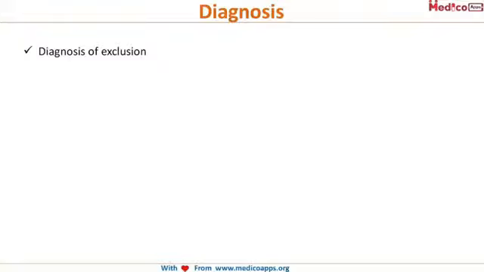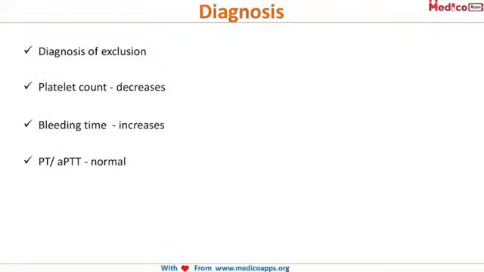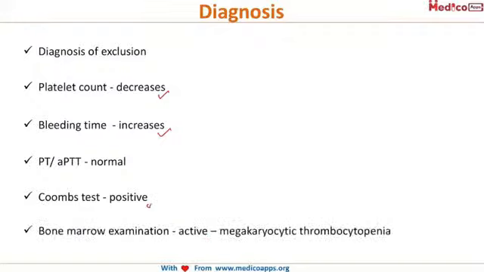The other findings which can be seen are a decrease in platelet count and an increase in bleeding time, but there will be normal prothrombin time and activated partial thromboplastin time. The other important finding is that the Coombs test in this condition will be positive because of the presence of antibodies. Coming to bone marrow examination, the bone marrow is usually active and megakaryocytic thrombocytopenia can be seen. Let us now see how to go about the management of this condition.